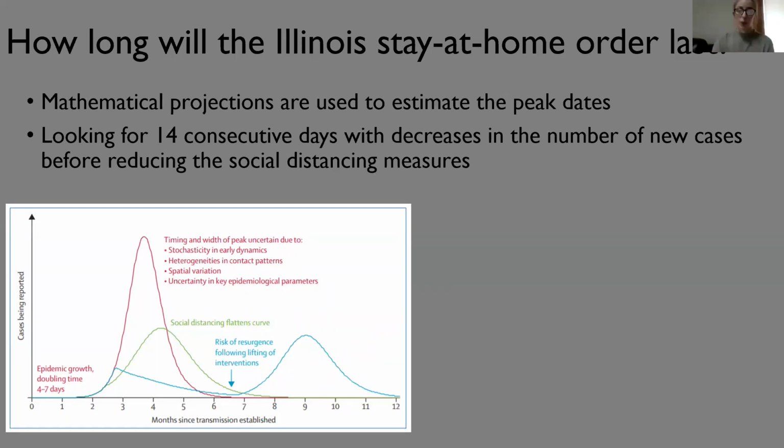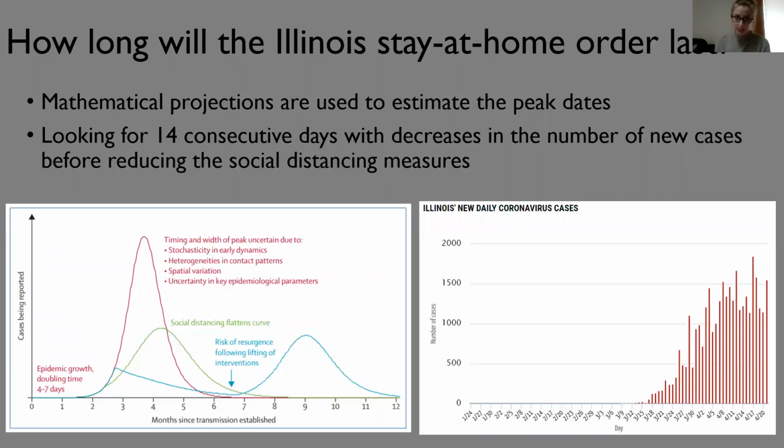So what this means practically is every day the Illinois Public Health Department looks at this curve on the right of the number of new coronavirus cases, and they try and fit that to a mathematical curve. And that's why every day the governor has press conferences and says, we're looking at the numbers every day, and day by day, we're trying to understand when shelter in place can be lifted.